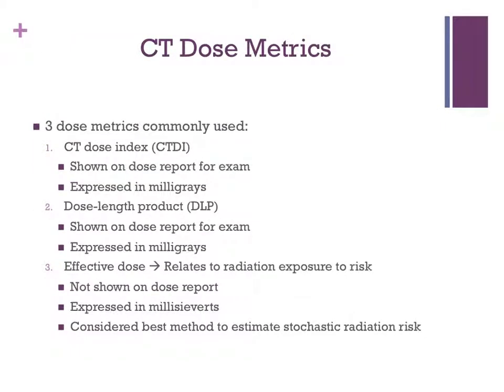There are 3 dose metrics commonly used in CT, and 2 of which are shown on the dose report that displays on the CT scanner console that you may see at your site. These include the CT dose index, which is known as the CTDI, and the dose length product, also known as the DLP. The third is effective dose.